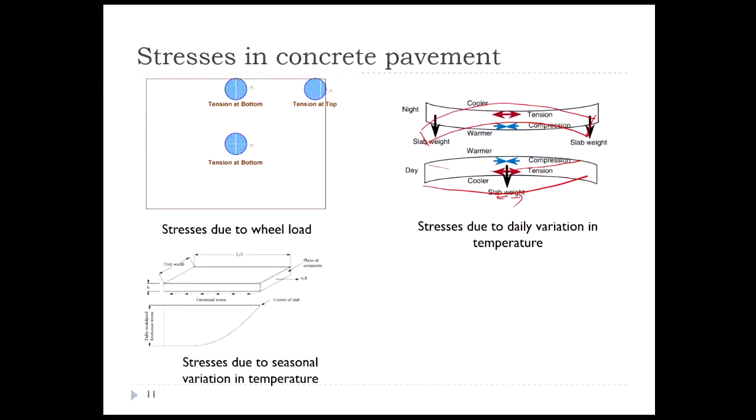Now another stress that people tend to consider is your frictional stresses. This occurs when there is seasonal variation in temperature. Now this can be eliminated by providing a plastic sheet between the slab and the foundation.